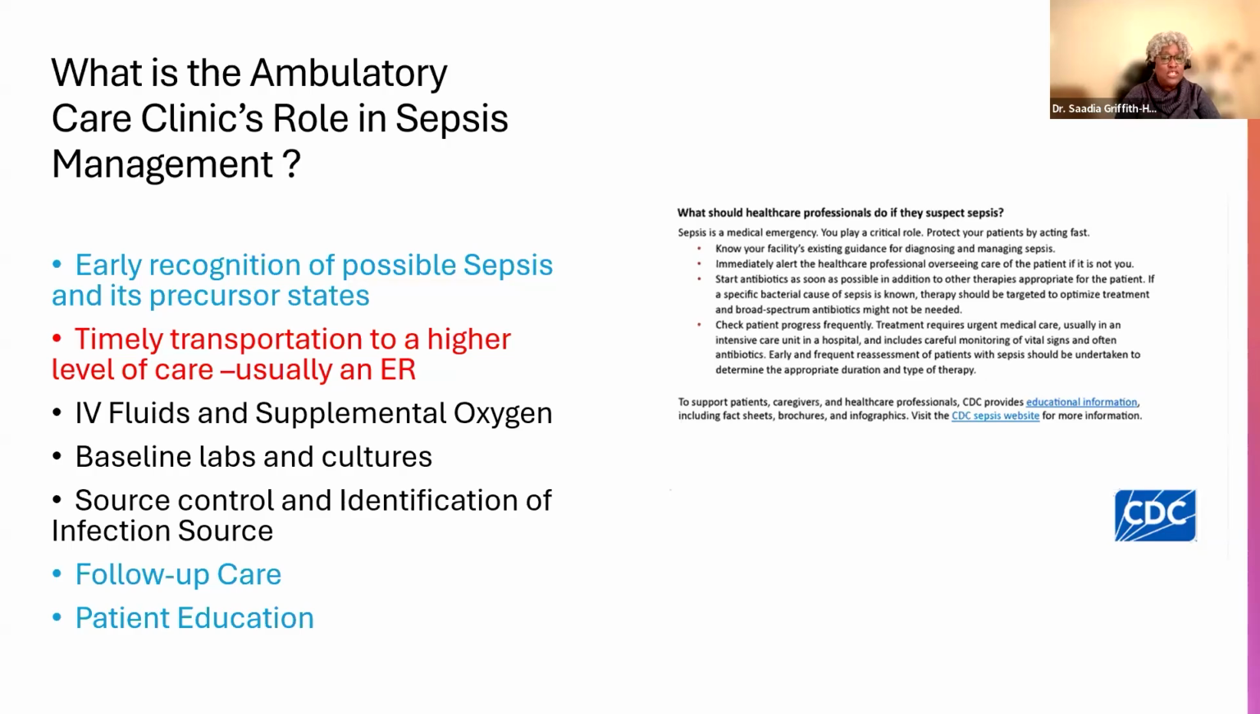But I think for the average clinic, where you don't really have stat labs and you have limited antibiotics, etcetera, you're in the blue zone and the red zone. Early recognition, getting them to a higher level of care, which is usually an emergency room, and then follow-up care and patient information and education, which are also very important.